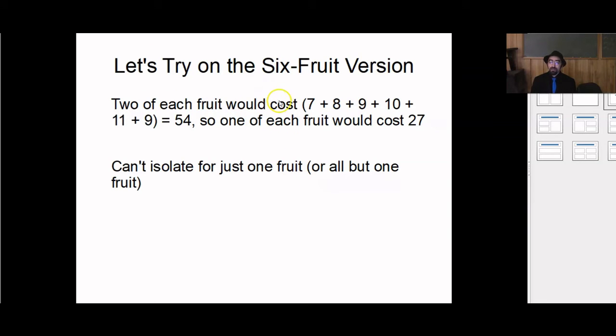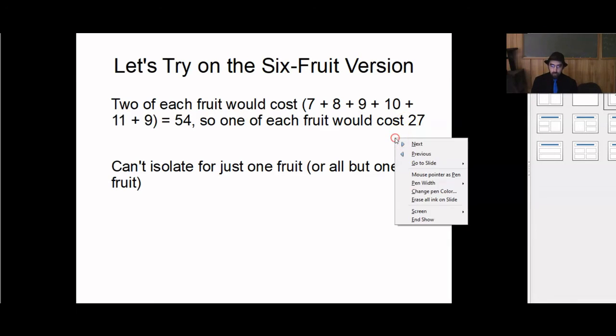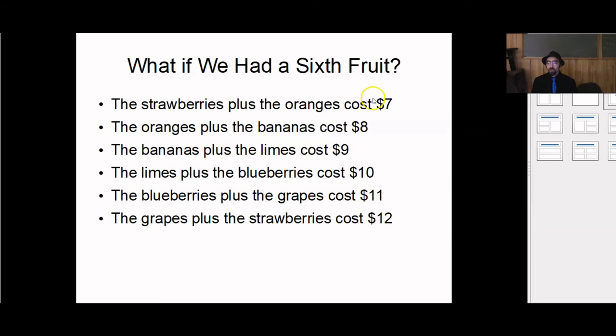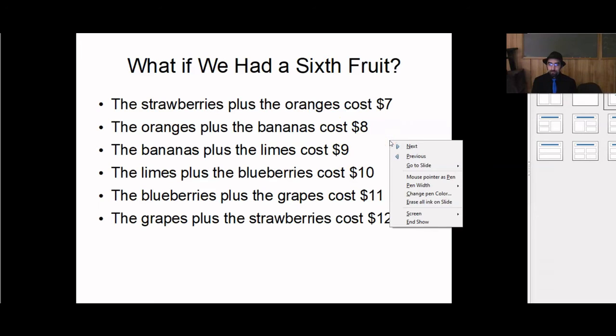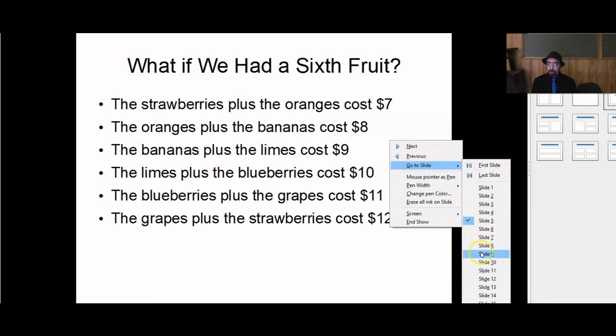But if we try that on the 6-fruit version, you can get that 2 of each fruit under that new rule would get you 54, right? Adding up all 6 lines. So 1 of each fruit would cost 27, or 1 package of each fruit would cost 27. But there's no way of combining those rules to isolate for only 1 fruit or for all but 1 fruit. So again, this approach can't be used to solve this problem that I'll say is unsolvable.